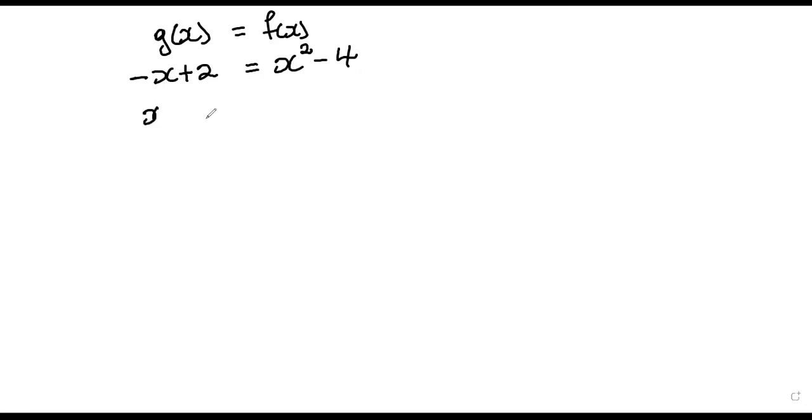So you're going to have x squared plus x, because this -x becomes positive when it gets to the right. And then the 2 becomes negative when it gets to the right. So -4 minus 2 is just going to be -6, like that. You realize it's a quadratic trinomial, so you need to factorize it by opening two brackets, like that.